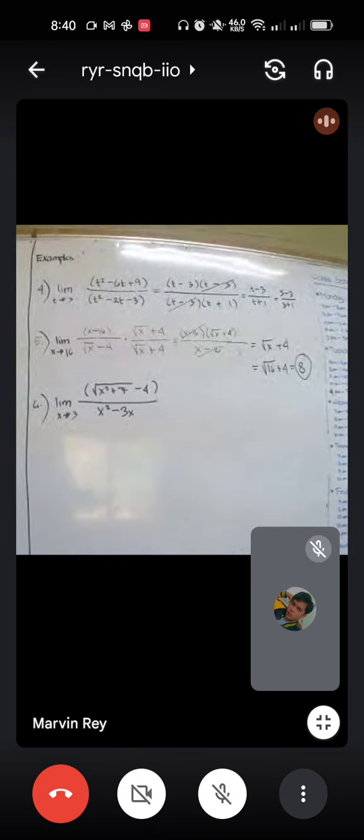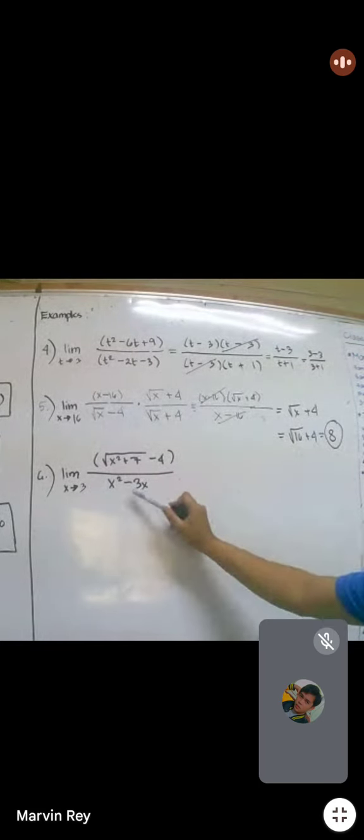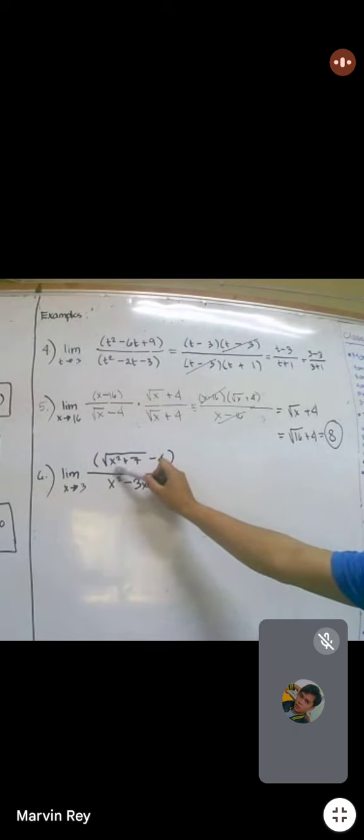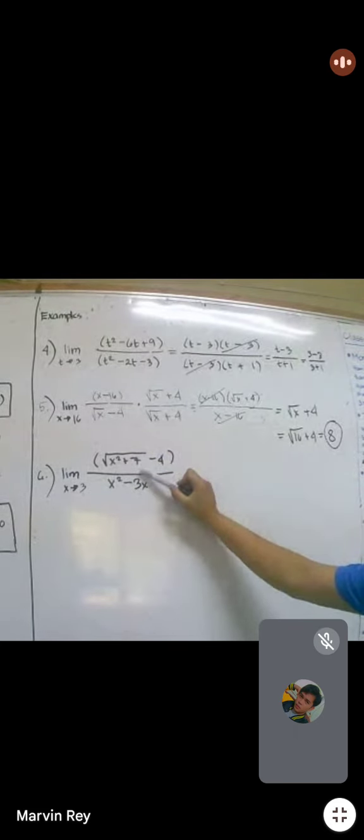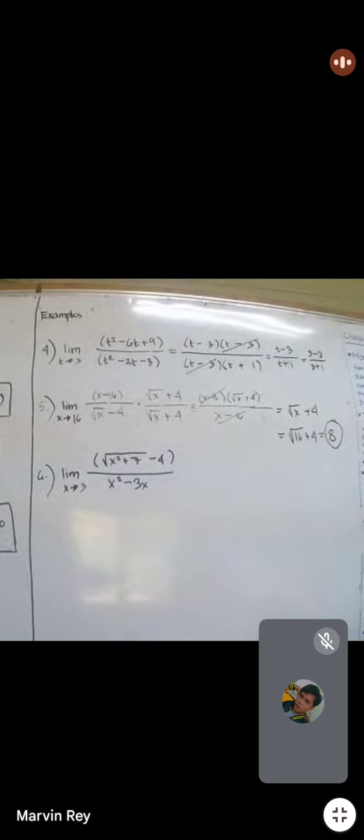Okay, so our sixth example, limit of square root of x squared plus 7 minus 4 all over x squared minus 3x as x approaches 3. So how will you solve that? First, you have to test. 3 squared is 9, 9 minus 9 is 0. 3 squared is 9 plus 7 is 16, square root of 16 is 4, 4 minus 4 is 0. So 0 over 0 is undefined. So you have to what?